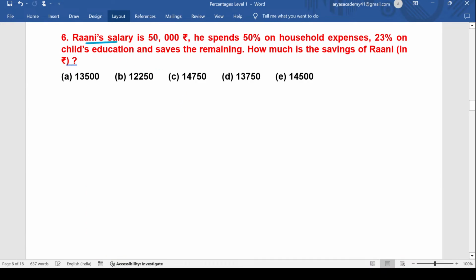So Rani's salary is how much? 50,000 rupees. Rani's salary is 50,000 rupees. She spends 50% out of her salary. Whatever her salary may be, 50,000, it might be 1 lakh, it might be 75,000, it might be 20,000, or it might be only 5,000. So irrespective of the amount of salary, total salary will always be 100%. So in this particular problem, 100% is how much? 50,000. They have very clearly mentioned that 50% was already spent on household expenses.